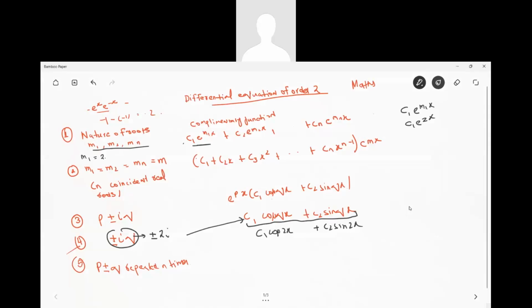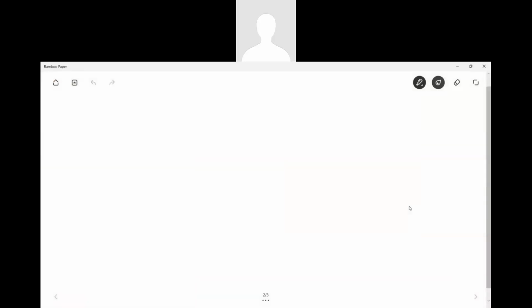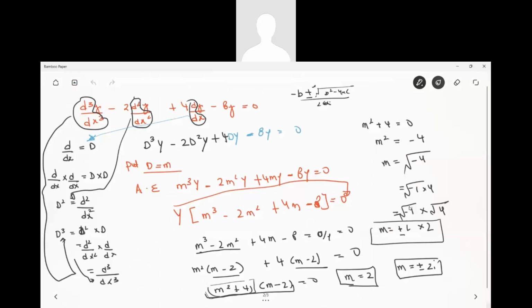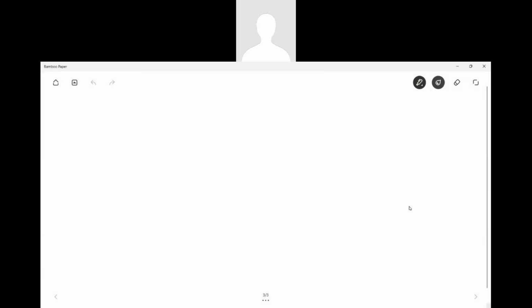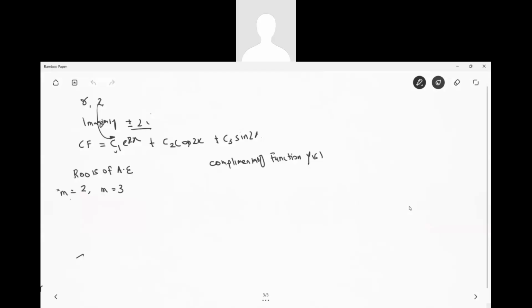C1 into e^(m1 x). Then m2 is there. If two roots are there, c2 into e^(m2 x). If one more root was there, then c3. Here we are having only two roots. So it would be c1 into e^(m1 x) plus c2 into e^(m2 x). Correct now?